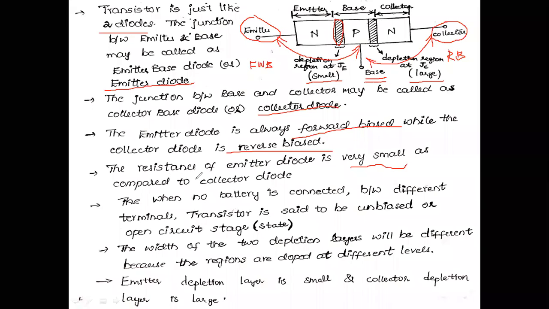The resistance of emitter diode is very small as compared to the collector diode, that is the point being given here. The resistance of emitter diode is very small as compared to collector diode. And when no battery is connected, this is the no battery connection state. The same diagram, an NPN type of transistor, where we have not connected any battery. When no battery is connected between different terminals, the transistor is said to be in unbiased state. No voltage is applied to the transistor.